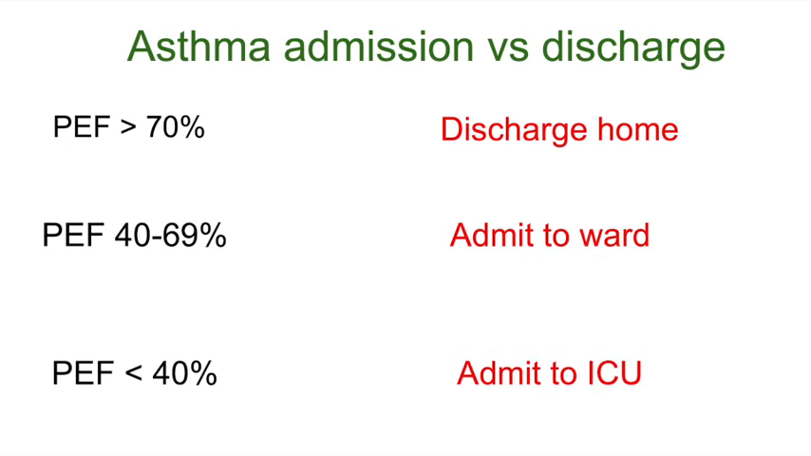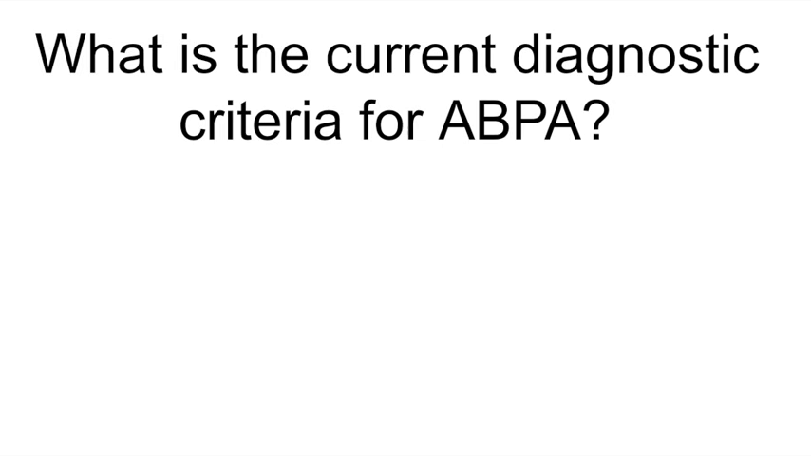It's very important to note that signs of impending respiratory failure include confusion, drowsiness, depressed respiratory drive, and severe hypoxemia. What is the current diagnostic criteria for ABPA?